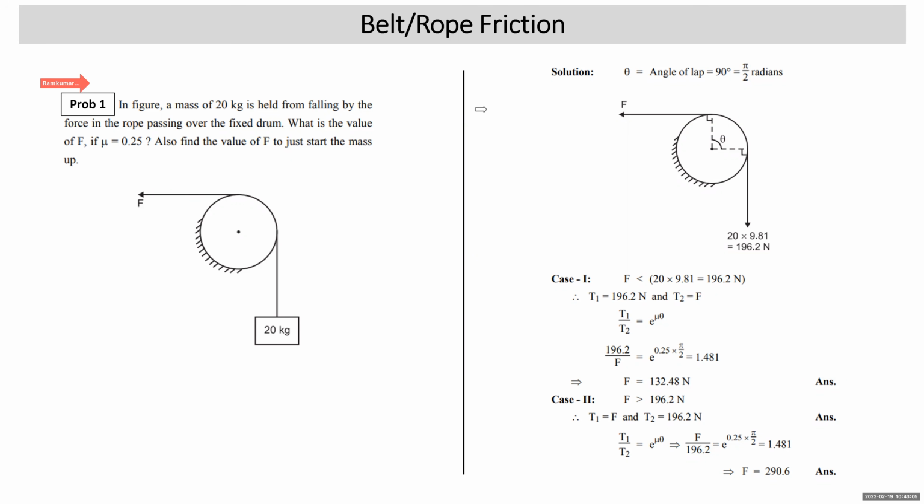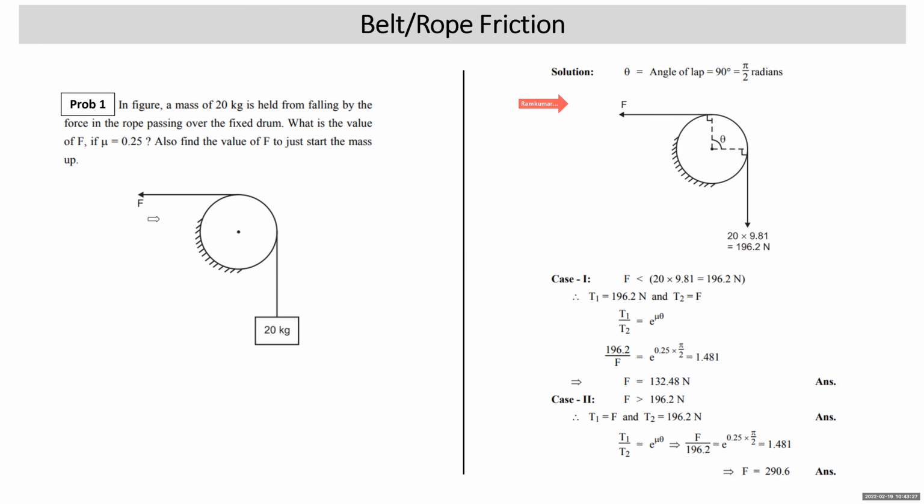All right. In the first part, we have drawn the diagram on this side. Theta is the angle of lap. How do you get the angle of lap? From the center of the pulley, drop perpendiculars to the two sides where the rope is wrapped around. So you will easily understand the angle of lap is a quarter turn. The angle of lap is 90 degrees, or a quarter turn, so pi by 2 radians.